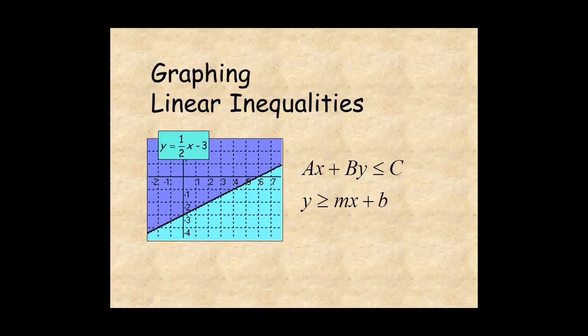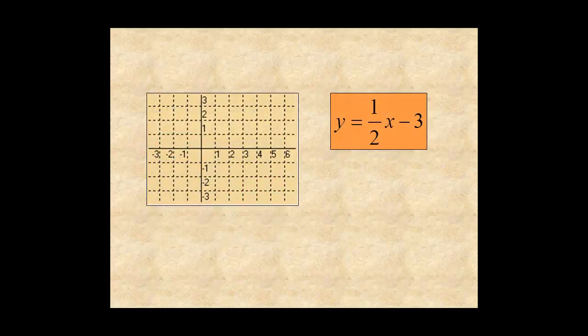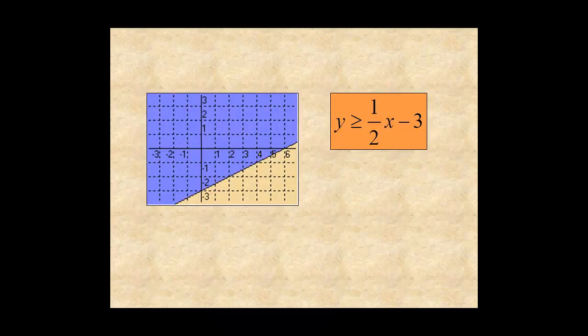This lesson shows how to graph linear inequalities. The graph of a linear equation is a line. The graph of a linear inequality consists of all the points in the coordinate plane that are solutions to the inequality.